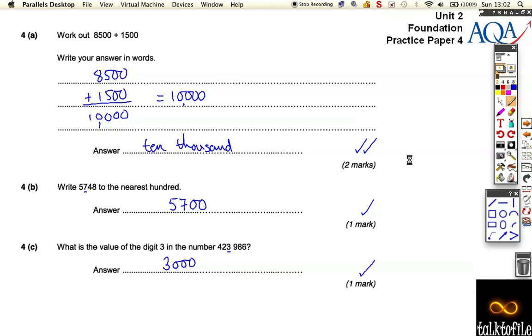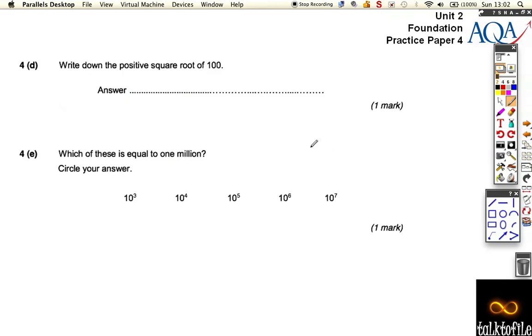Next 2 bits. Write down the positive square root of 100. Well, the square root of 100 is equal to 10. So that's 1 mark. And which one of these is equal to 1,000,000? Oh, just before we do that, it's because 10 times 10 is 100. I hope you remember that. Okay, so the square root of 100 is just one of these tens. It's this one here. Okay?